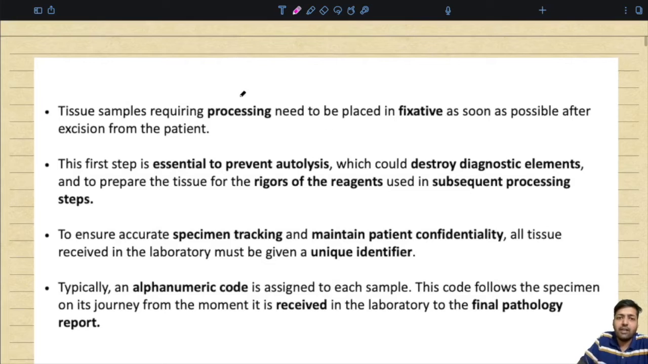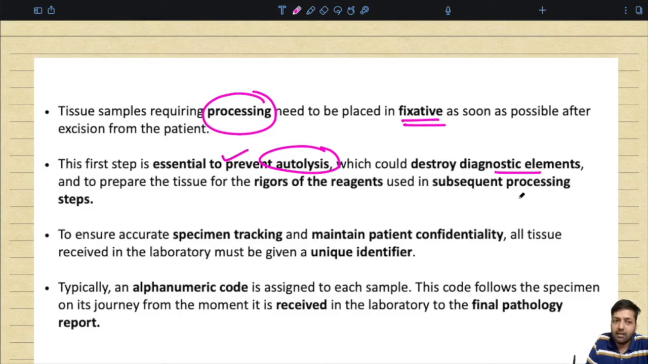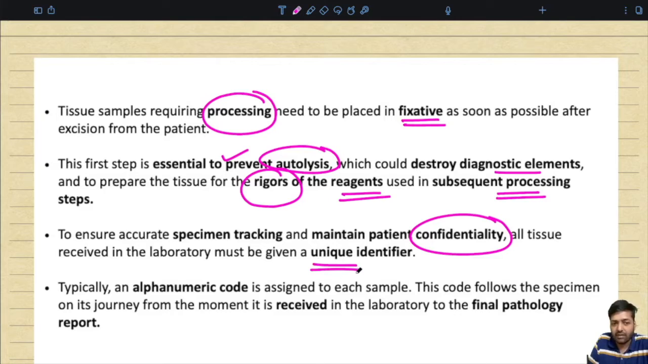Tissue samples requiring processing need to be placed in a fixative as soon as possible after excision from the patient. This first step is essential to prevent autolysis, which could destroy the diagnostic elements, and to prepare the tissue for the rigors of the reagents used in subsequent processing steps. To ensure accurate specimen tracking and maintain patient confidentiality, all tissue received in the laboratory must be given a unique identifier. Typically, an alphanumeric code is assigned to each sample. This code follows the specimen on its journey from the moment it is received in the lab to the final pathology report.